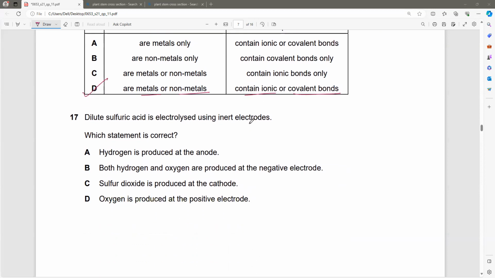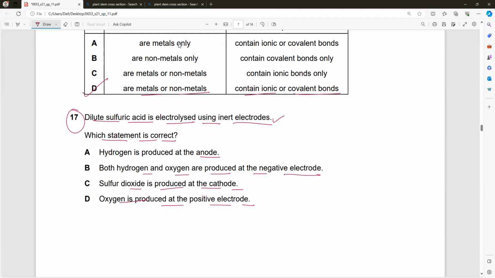Next question is a very good question and an important question, so please mark it. Dilute sulfuric acid is electrolyzed using inert electrodes. Which statement is correct? Hydrogen is produced at the anode. Both hydrogen and oxygen are produced at the negative electrode. Sulfur dioxide is produced at the cathode. Oxygen is produced at the positive electrode. So what is the correct statement? Anybody?